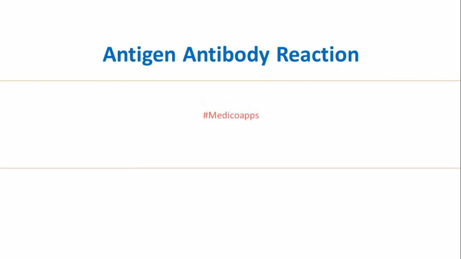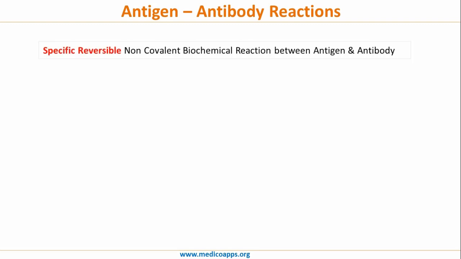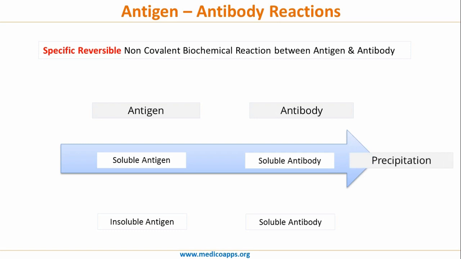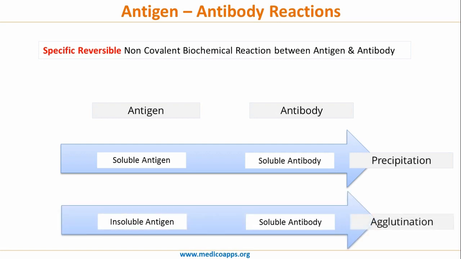In today's MedicoApps Masterclass, we will learn about antigen antibody reactions. Antigen antibody reactions are specific, reversible, non-covalent biochemical reactions between antigen and antibody. Antibodies are smaller and always soluble, whereas antigens can be soluble or smaller, or insoluble or larger. If a soluble antigen combines with a soluble antibody, this reaction is called a precipitation reaction. Whereas when an insoluble antigen reacts with a soluble antibody, this reaction is called an agglutination reaction.